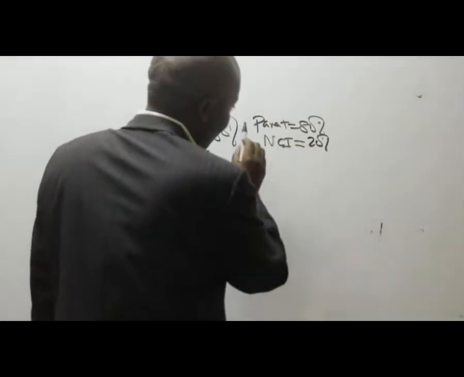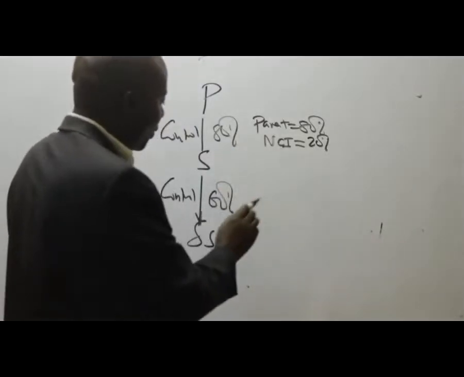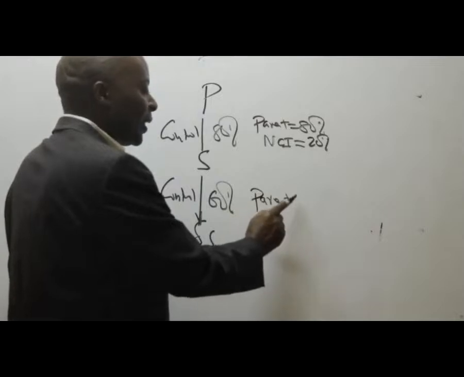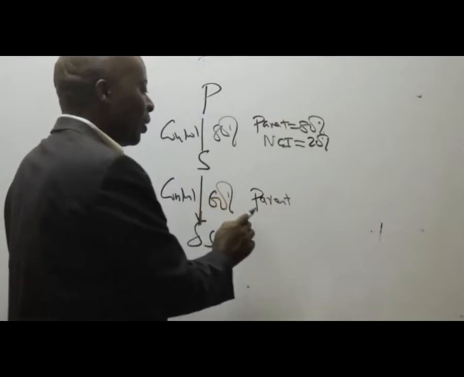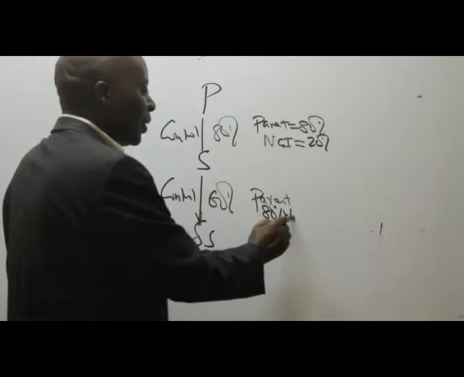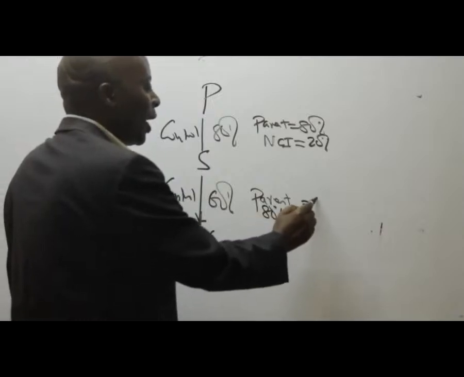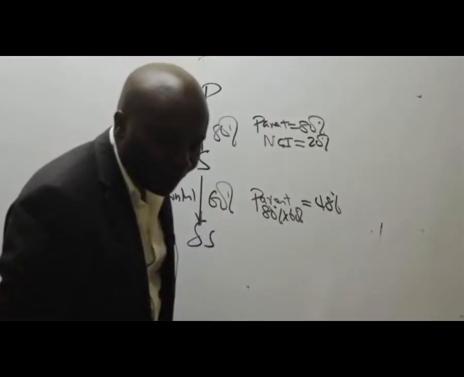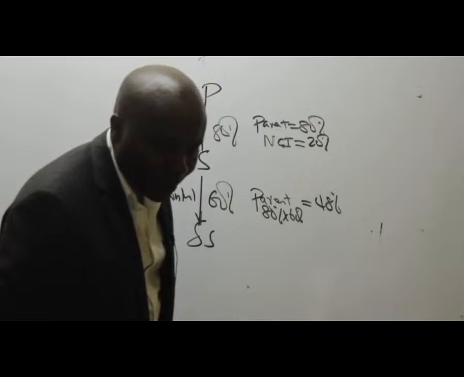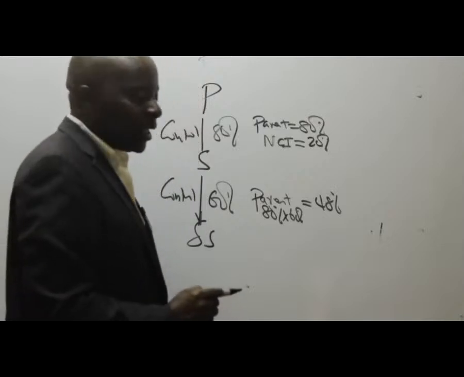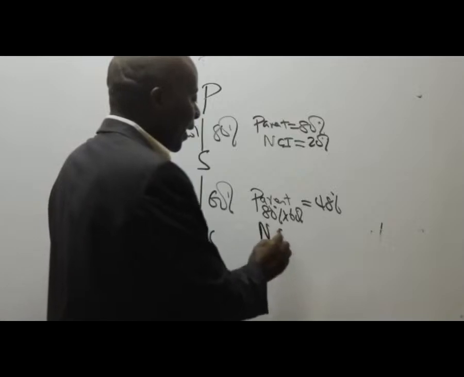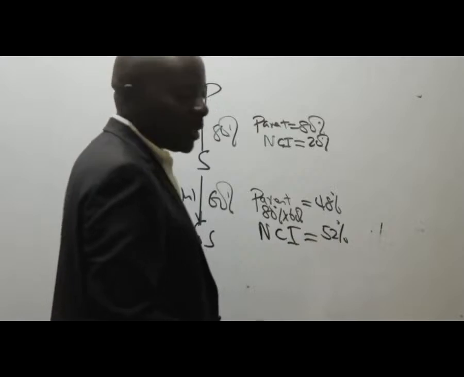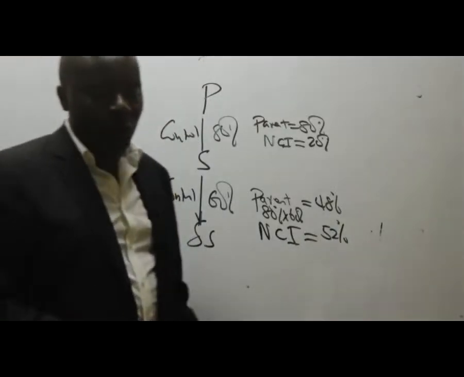How about the percentage holdings in SS? The parent in SS will own 80% times 60%. The parent here will own 48%. And then NCI will own what percentage here? Somebody, 52%. NCI will own 52% like that.